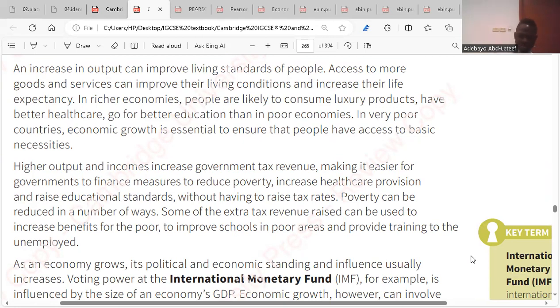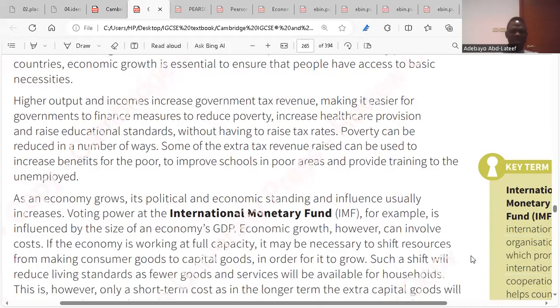You know, when you have accessibility to things that can improve your life, then your standard of living would improve. And what are those things we are talking about? We're talking about improved goods and services, quality goods and services. But poor economies, countries that are poor, will strive to ensure that the population have basic needs, not luxury. But in an economy that is growing and where the living standard is high, they will even be able to purchase luxury. That is the difference between a poor economy and a rich economy.